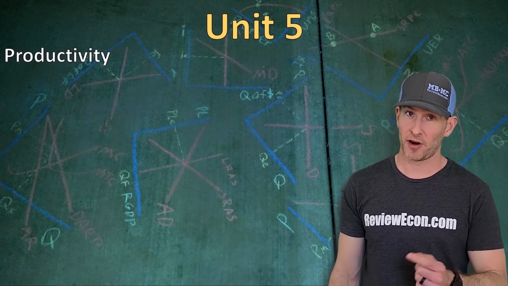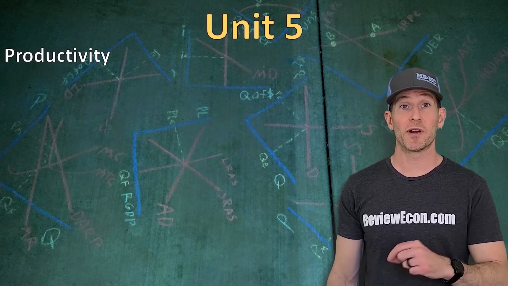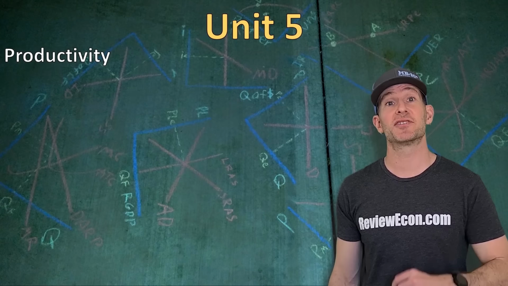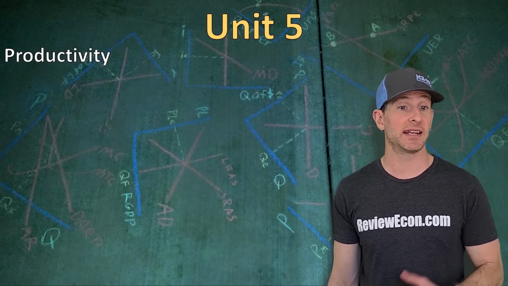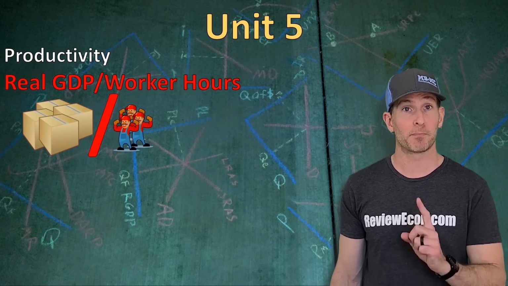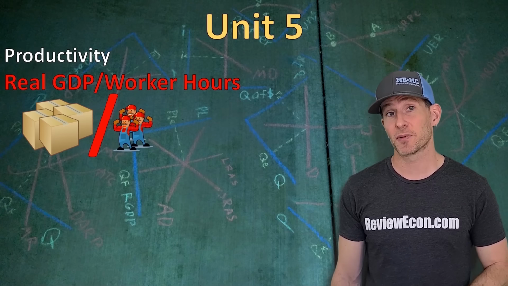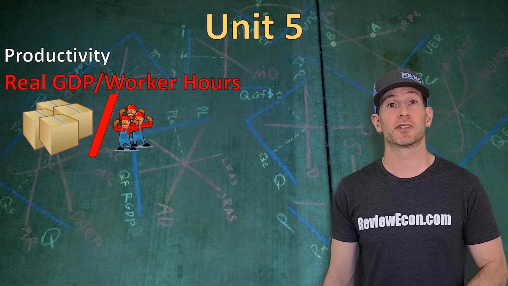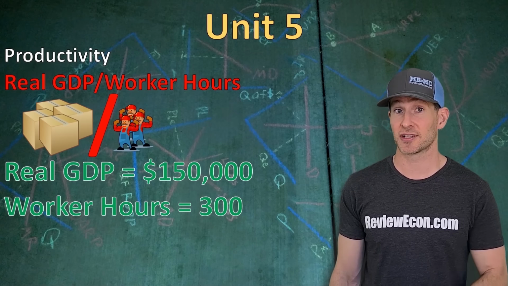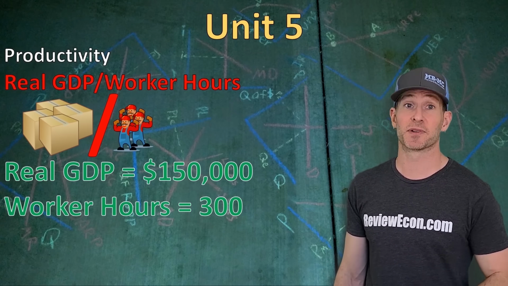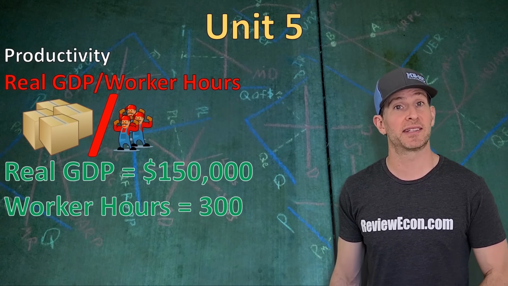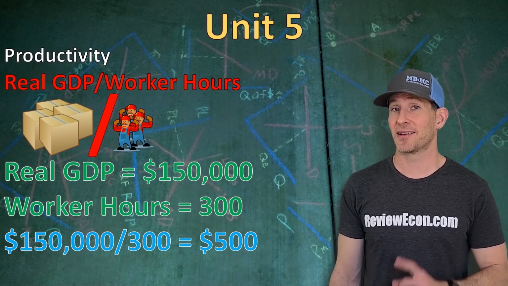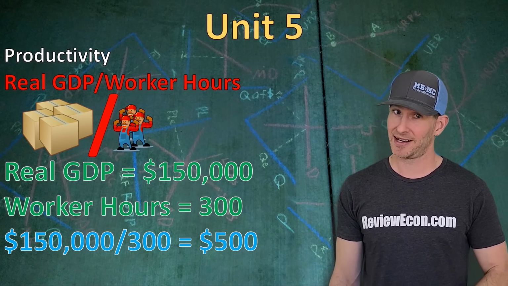Now, Unit 5 in part deals with economic growth. And one of the components of economic growth is changes in productivity. Productivity is the amount of real GDP per worker hour. In order to find productivity, take real GDP and divide it by worker hours. So if real GDP is $150,000 and there are 300 worker hours needed to produce that real GDP, what's productivity? Plug in the numbers and do the math, and we have output per worker hour in this economy.